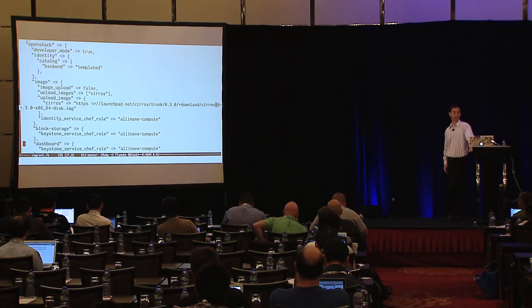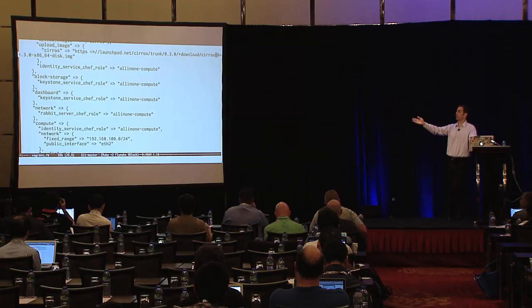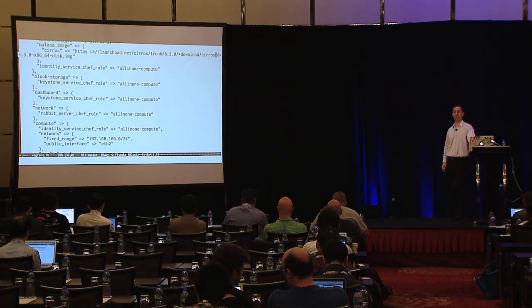But you can use alternate deployments. So you see our block storage, we're looking for Keystone on the all-in-one compute. Our dashboard, looking for Keystone, all-in-one compute. These guys are looking for Keystone to register their services. The network service is looking for the Rabbit server. It's on the all-in-one compute. Everything's on the all-in-one compute. It's kind of convenient that way.